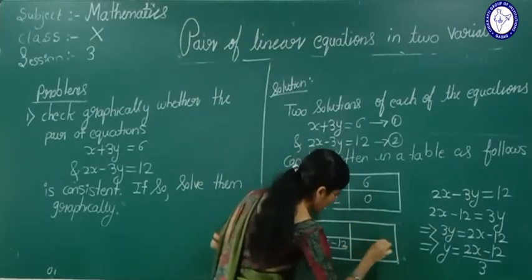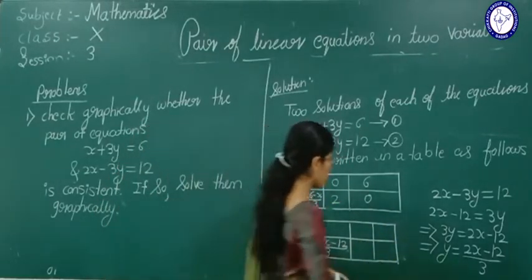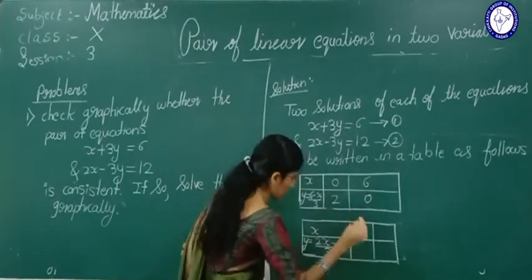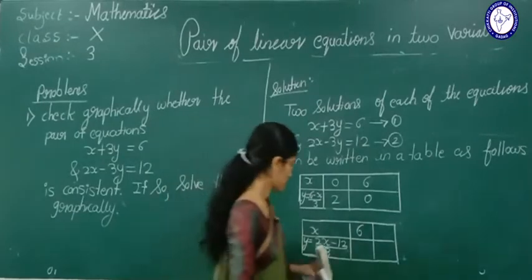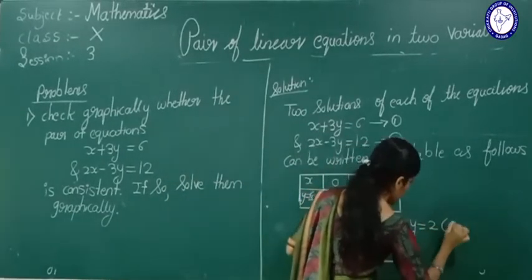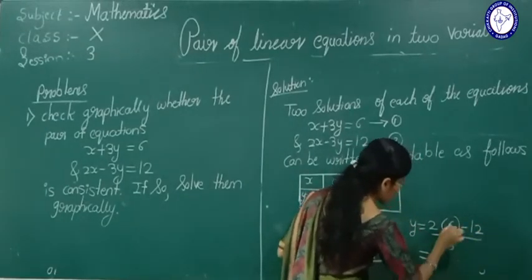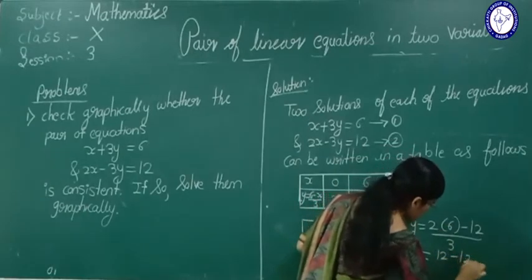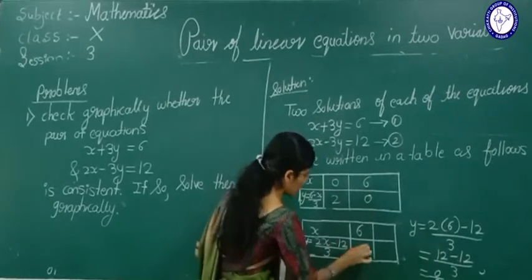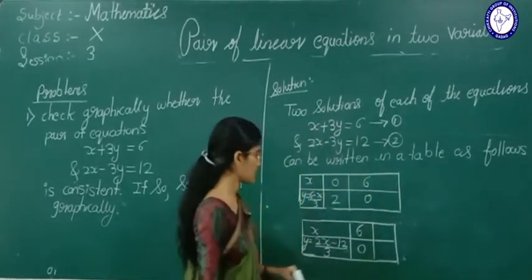Now see here, x value you put and the corresponding y value you find out. Say if I take x value 6, what will happen? If I take x value 6, y will be (2 times 6 minus 12) divided by 3. 6 twos are 12. 12 minus 12 is 0. 0 divided by 3 is 0.